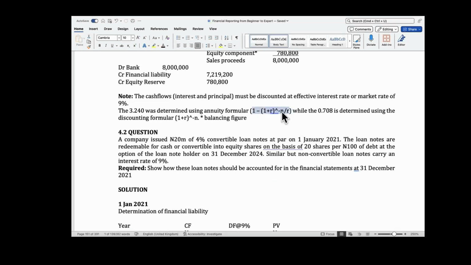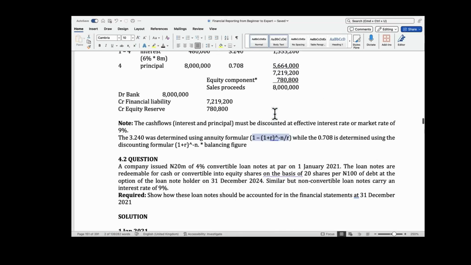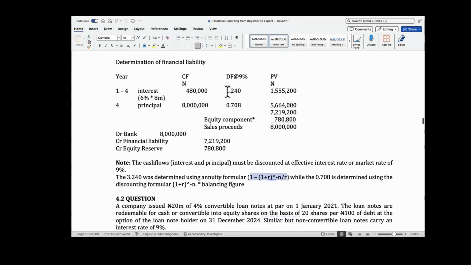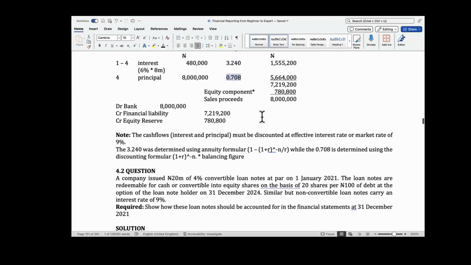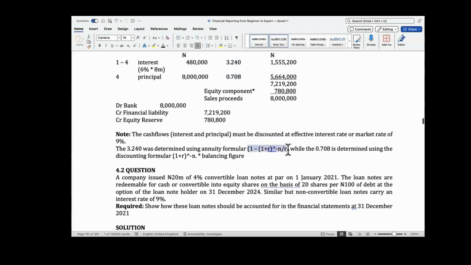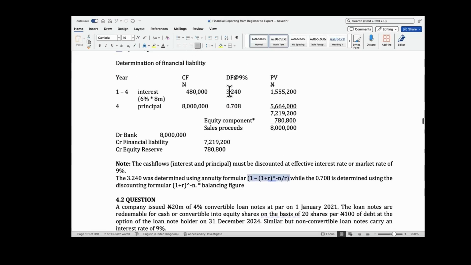I would advise you to learn how to do this on your calculator. Ordinarily, in recent times, ICAN will give you these figures. They will give you these two. They will say this is annuity, this is discounting, and wait to see which one you will use. A good financial reporting question should not be asking you all this. It's just for you to know that we apply annuity. So the answer is 3.240 when you apply that formula.